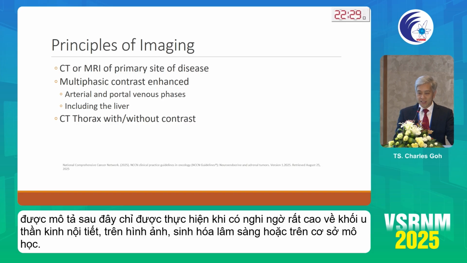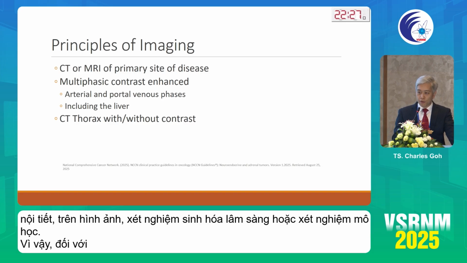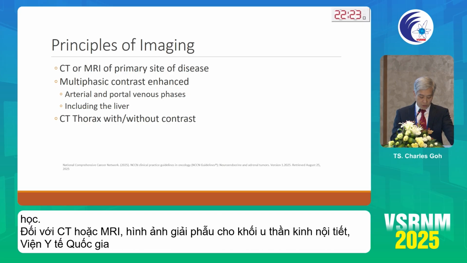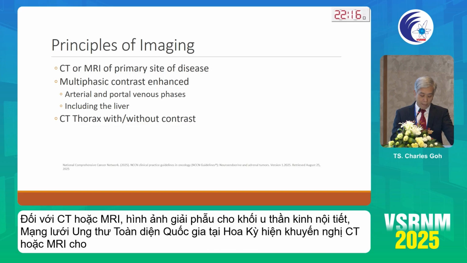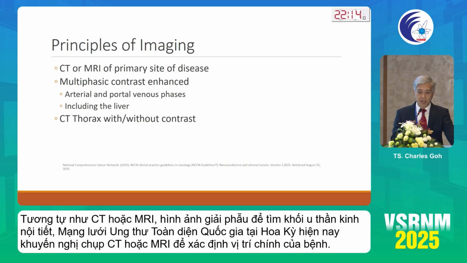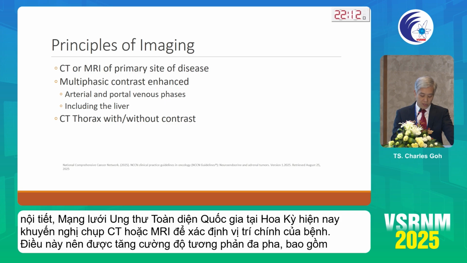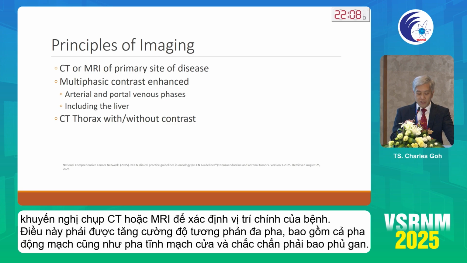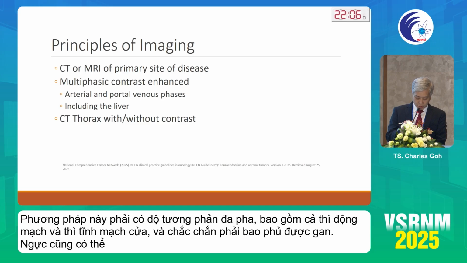As for CT or MRI, anatomic imaging for neuroendocrine tumors, the National Comprehensive Cancer Network in the US now recommends CT or MRI for the primary site of disease. This should be multiphasic contrast enhanced, including both arterial as well as portovenous phases, and should definitely cover the liver. The thorax should also be imaged with or without contrast.